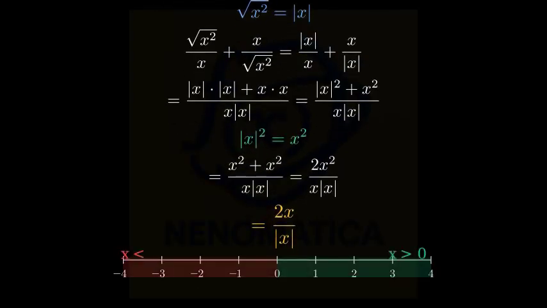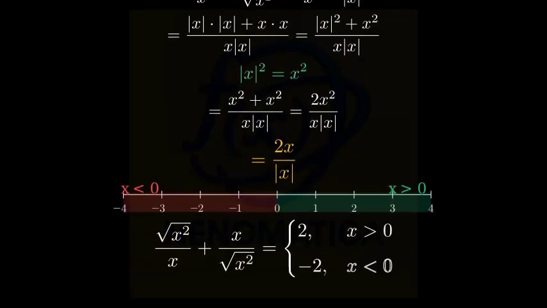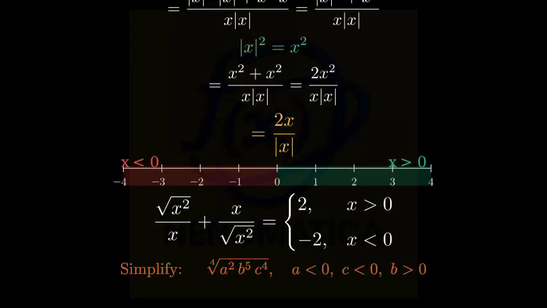Example 2. Now simplify the fourth root of a squared times b to the fifth times c to the fourth under the conditions that a and c are negative and b is positive. We will split the product, extract perfect fourth powers, and then use absolute values to enforce that even roots are non-negative. Step 1. Break the product into factors and rewrite b to the fifth as b to the fourth times b. Step 2. Extract perfect fourth powers.